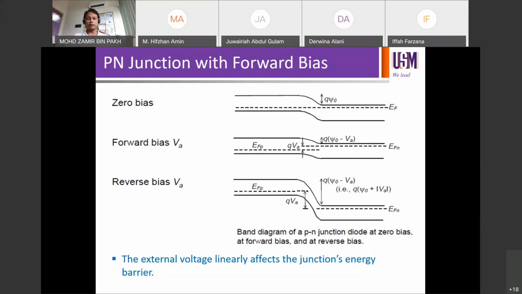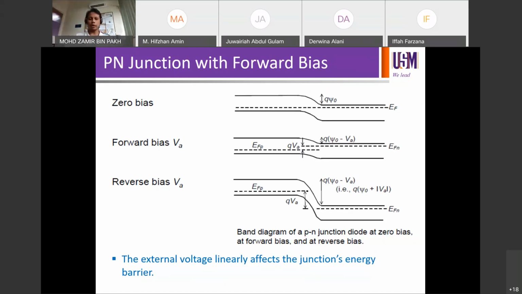On the other hand, when you connect your PN junction in the reverse way, if you connect your p side semiconductor to the negative terminal and the n-type semiconductor to the positive terminal, we are applying reverse bias.